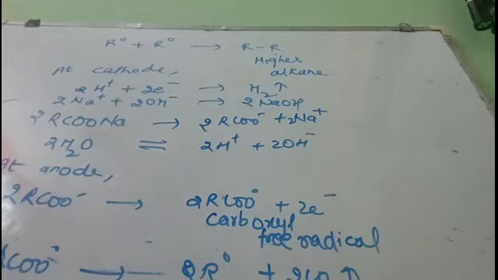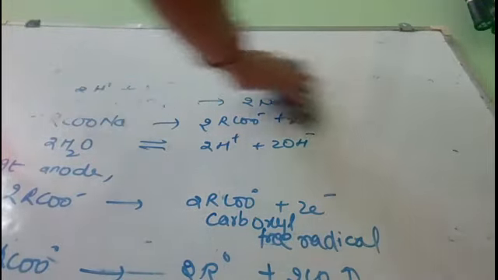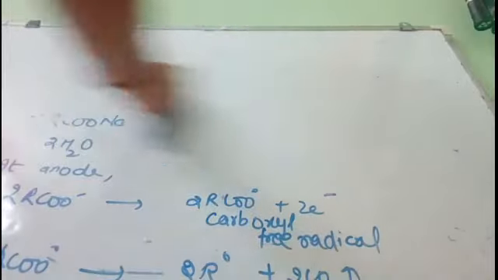Right. Now next we will study Hell-Vollard-Zelinski reaction, or it is known as HVZ reaction. So next is HVZ reaction. Carboxylic acids which have alpha hydrogen will be halogenated at alpha position on treatment with chlorine or bromine in the presence of red phosphorus, and alpha halocarboxylic acid will be formed.